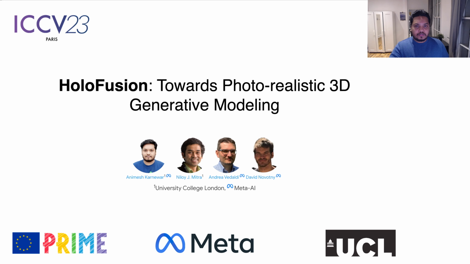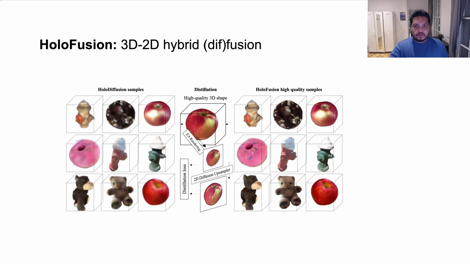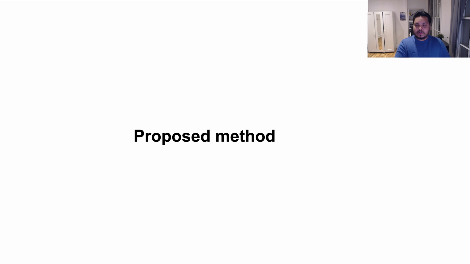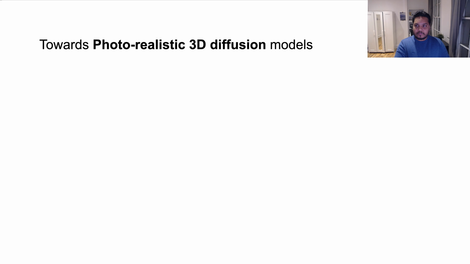We are pleased to present our work HoloFusion: towards photorealistic 3D generative modeling. This project has been supported by the EU-funded Prime ITN, Meta AI and UCL. Compared to the previous 3D-only HoloDiffusion approach, our proposed hybrid 3D-2D approach shows significant improvements in the generated sample quality. We now present our proposed method.